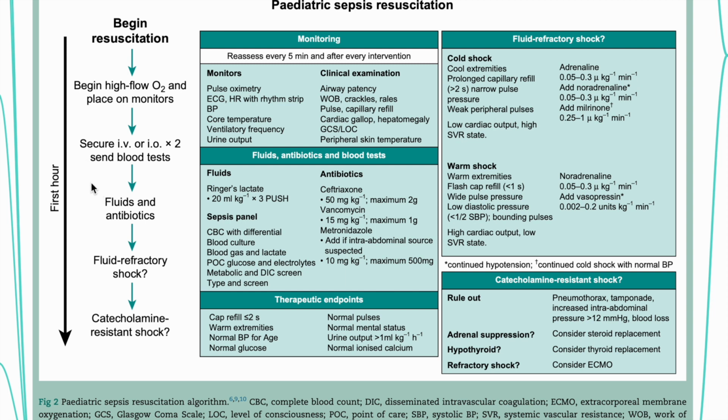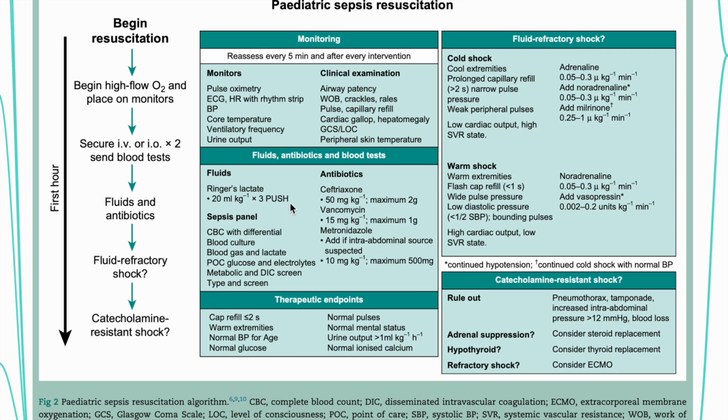Provide fluids and antibiotics. Fluids include balanced crystalloid such as Ringer's lactate, 20 ml per kg times 3 push. Bloods to send include sepsis panel, full blood count with differential, blood culture, blood gases and lactate, blood glucose and electrolytes, metabolic and DIVC screen, type and screen.